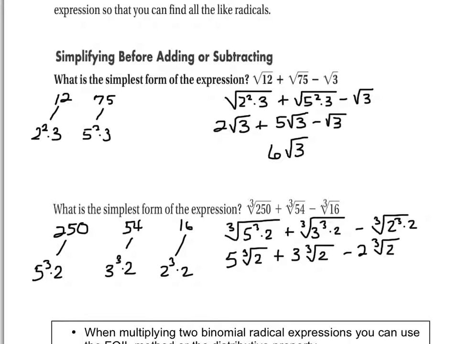Now you'll notice, again, all of my roots are exactly the same underneath and along with the indexes. So I can add these terms together. 5 and 3 is 8. Minus 2 is 6 times the cube root of 2. Okay? So you can also break down numbers and simplify them in order to be able to find like radicals to add and subtract. Okay, so this completes section 6.3 part 1.